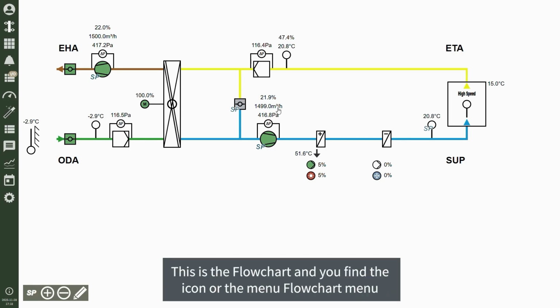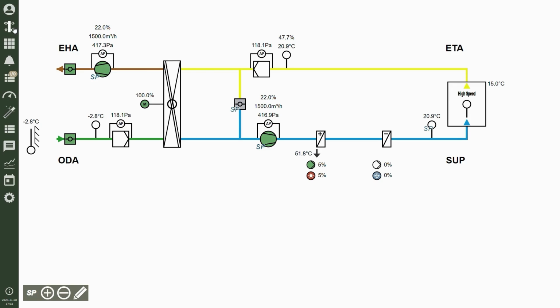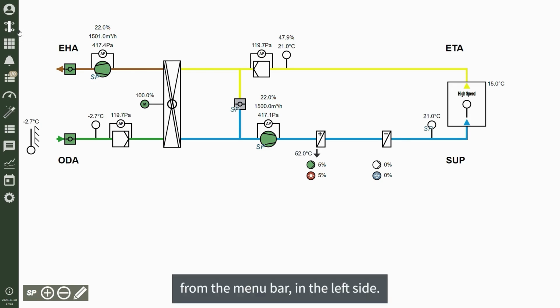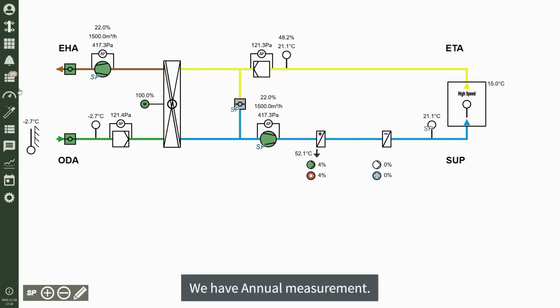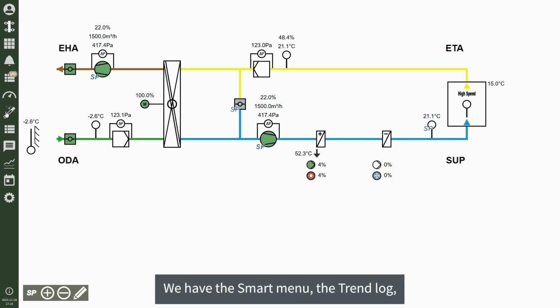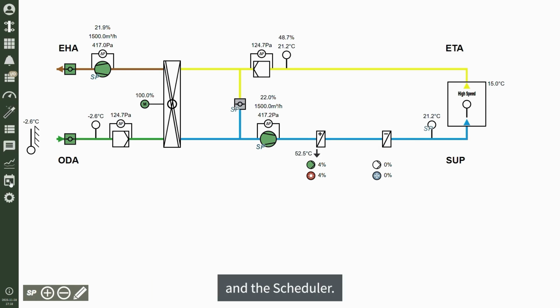This is the flowchart. And you find the icon, the flowchart menu, in the menu bar most to the left. So here you have the flowchart. Below there you find the tiles menu. Then we have the alarm list. We have energy measurement. We have the smart menu, the trend log, and the scheduler.